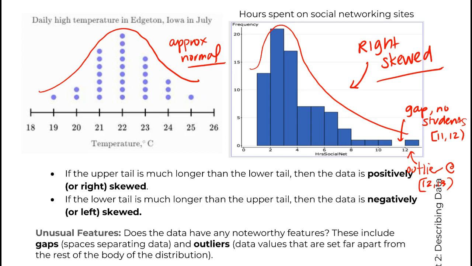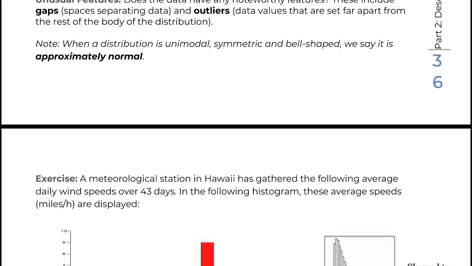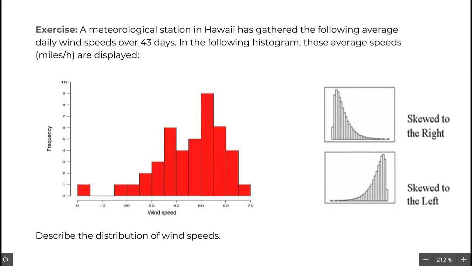So now that we have a slightly better statistical vocabulary, we're going to do one exercise doing this description for us, and that is to look back at those wind speeds from Hawaii. So now that we know everything that there is to describe about a distribution, we're going to work through it.